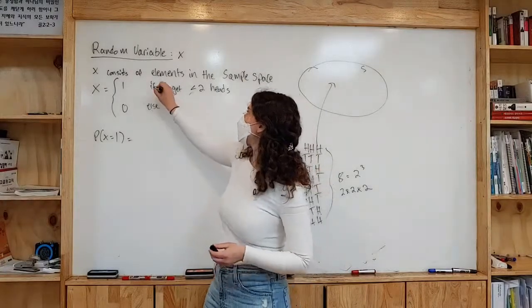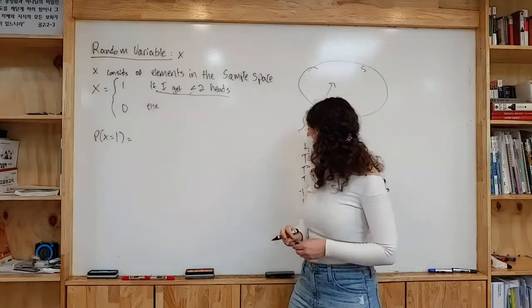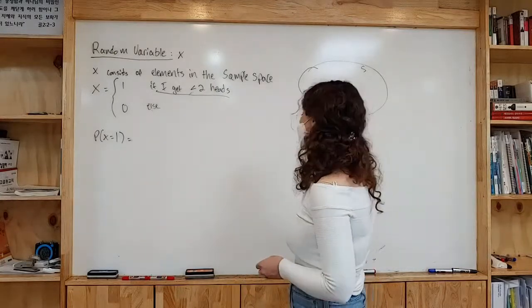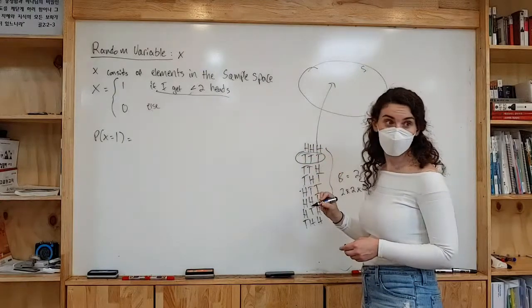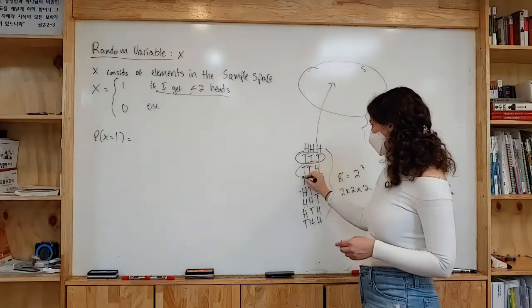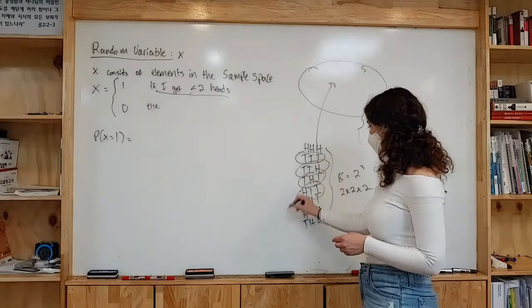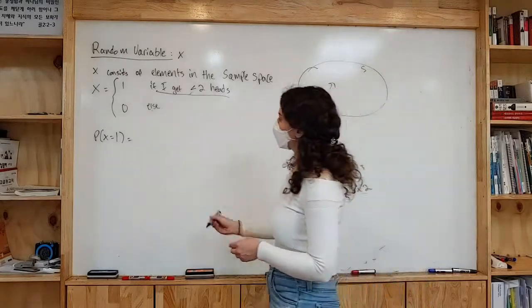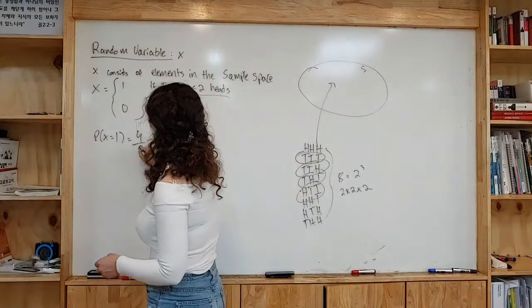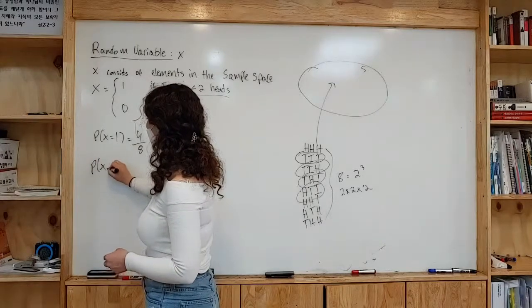When X equals 1, I get less than 2 heads. So how many of these do I get less than 2 heads? Let's circle them. Here's less than 2. What about this one? No more, all 2 or more. So 4 out of 8 total. What's the probability X equals 0? 1/2.